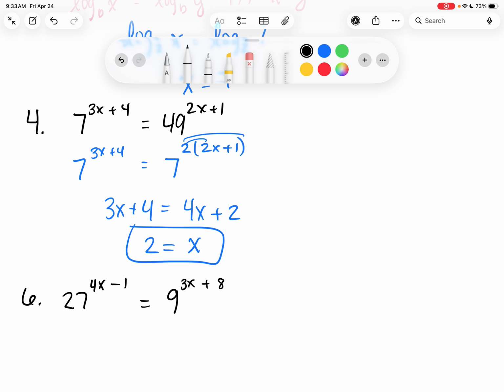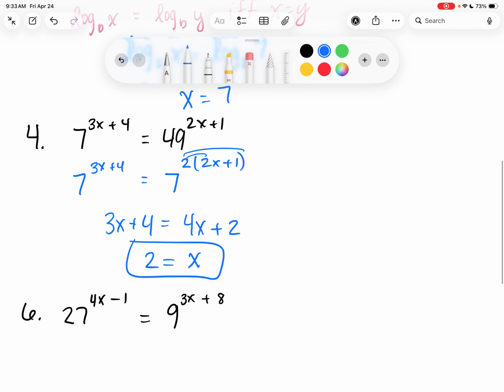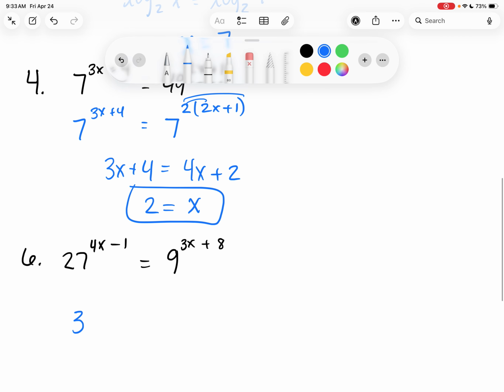Correct. So I always look first to change as little as possible, right? But 9 squared or something like that obviously isn't 27, so that means I'm going to have to change both of them. So, as Addie pointed out, 3 is what we'll use. So this is going to be 3 cubed to the 4x minus 1 is equal to, over here, 3 squared to the 3x plus 8.